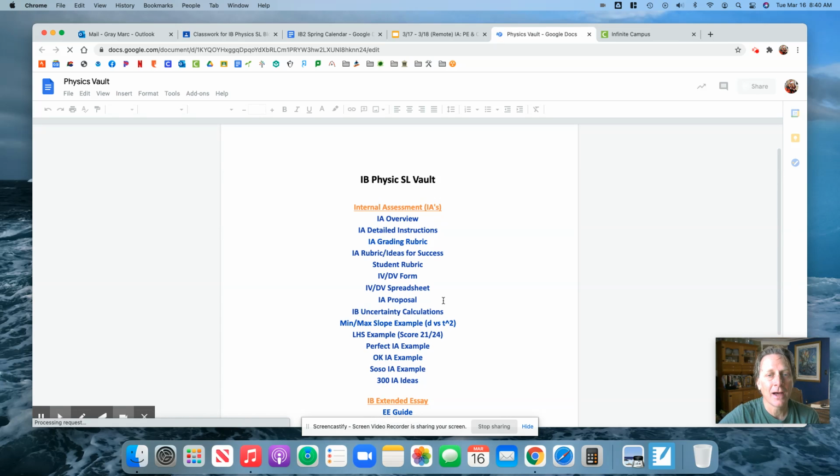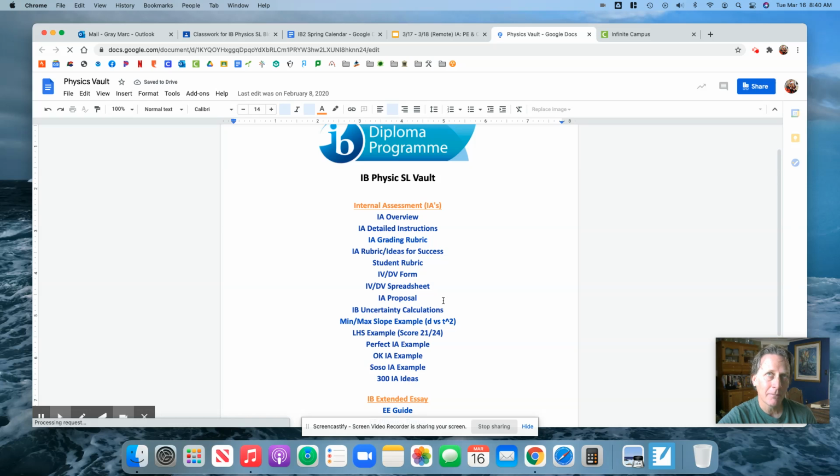In here, you've got everything from the full overview of how to do an IA. You've got IB's whole entire IA packet, which is a long document that explains all the details. You also have your past proposal form. Remember that one? You worked on that, and you still have access to it. And you've got things like how to do uncertainty calculations. There's a bunch of examples of different IAs. These are all things that we looked at when we did our rough draft earlier.